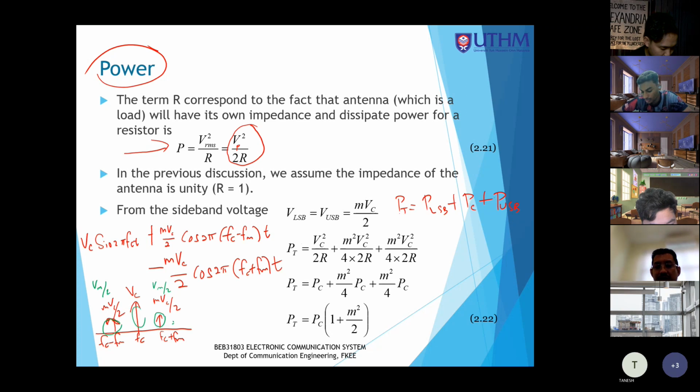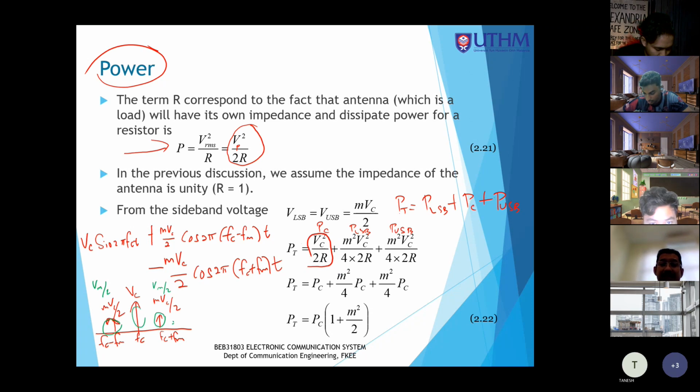Okay, dan barulah dia terbitkan persamaan yang ini tadi. Maknanya untuk carrier, this is PC, this is P LSB, this is P USB. P LSB dengan P USB adalah benda yang sama, nilai dia sama untuk example ini. So power carrier, remember carrier dia punya voltage adalah Vc, so Vc square dibahagikan dengan 2R.